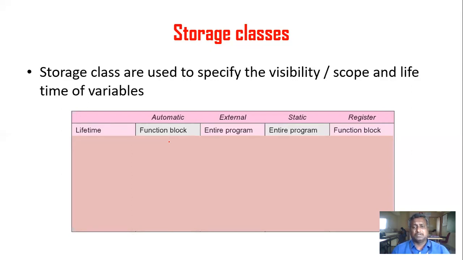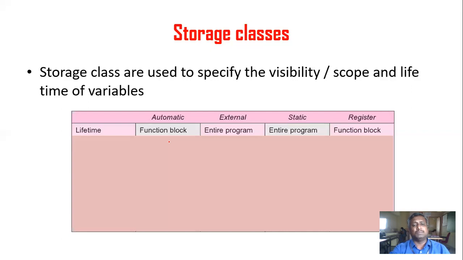And the static will have the same lifetime as external. Whereas register is the same as automatic. It will have a life until the function block has executed. Once the function block terminates, it will lose its life. The variable will be destroyed, and you cannot see it anywhere else in the program.